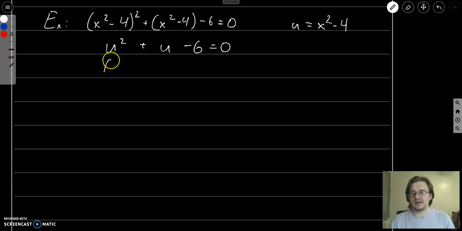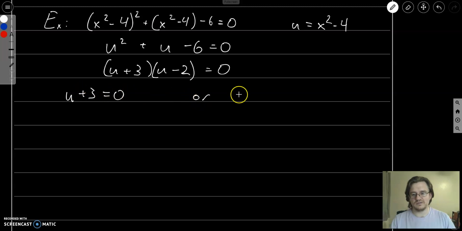So here again, this is factorable. We'll have a u and a u. I need two numbers that multiply together to get -6, but add together to get plus 1. So if I take plus 3 and minus 2, 3 times negative 2 is negative 6, 3 plus negative 2 is 1, and all this is equal to 0. So again, we solve these. At least one of these two things must be 0. So u is either equal to negative 3 or u is equal to 2.